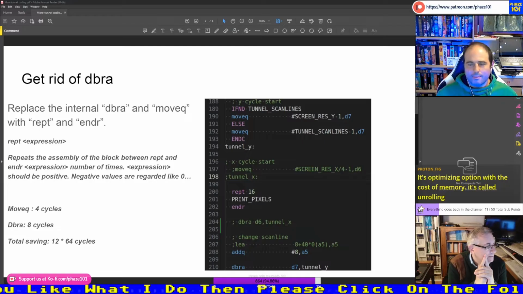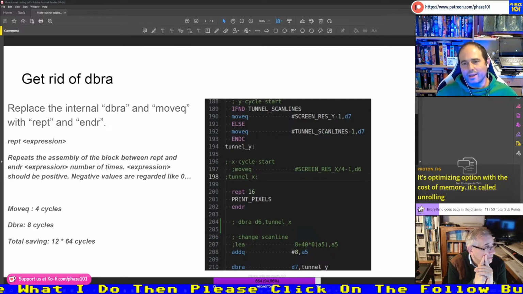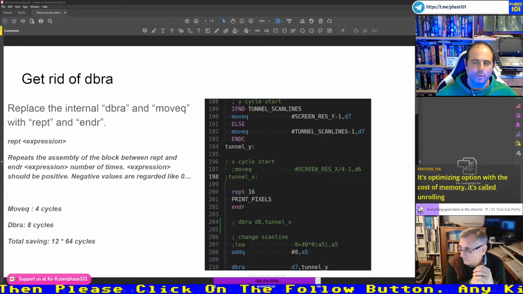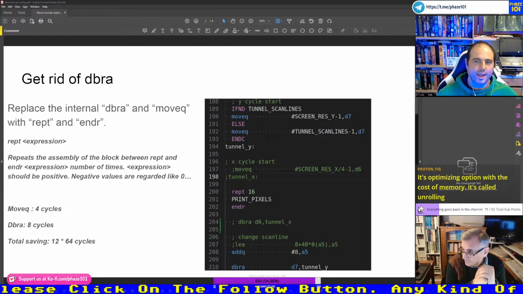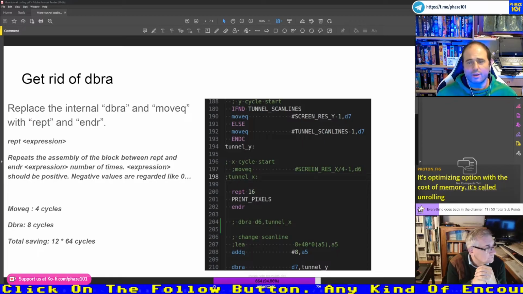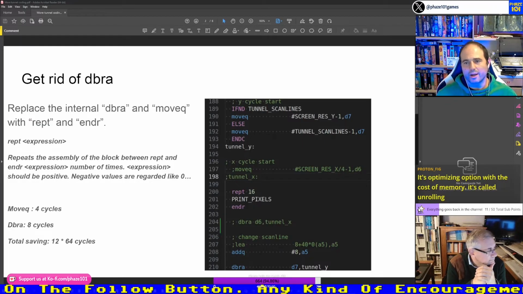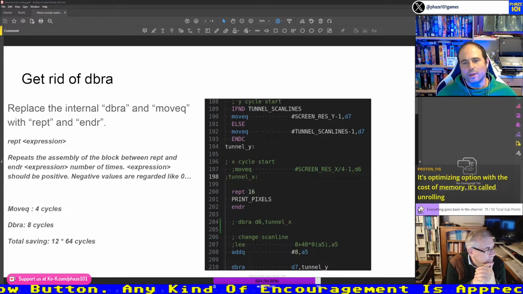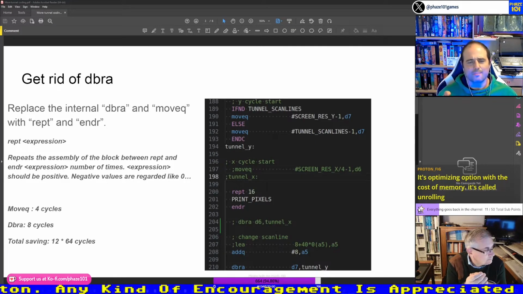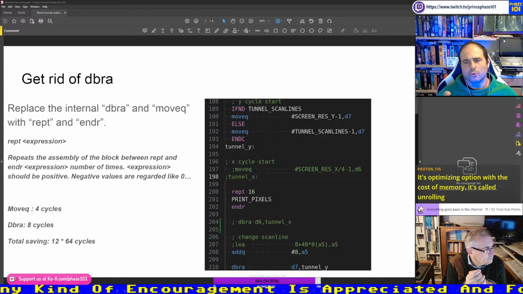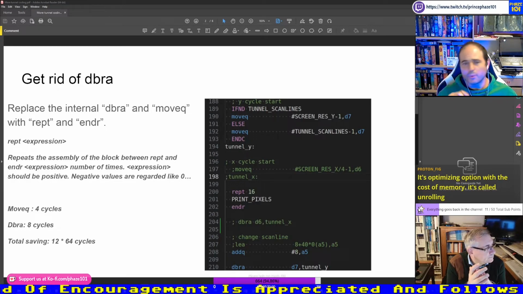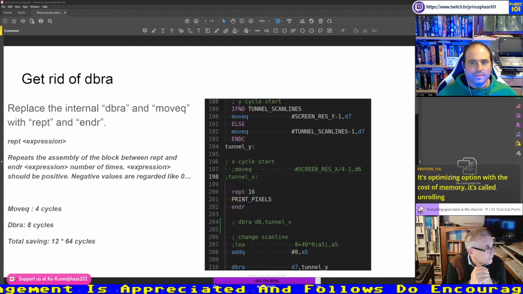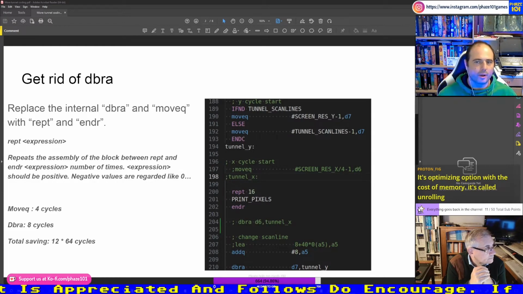Yeah. And the key word here, as ProtonFig said in the chat, is memory. Because of course I got rid of a loop, so no more DBRAs, no more 8 cycles wasted. But if you look at the center, at line 200, we have this REPT 16. And this is the equivalent form of DBRA.